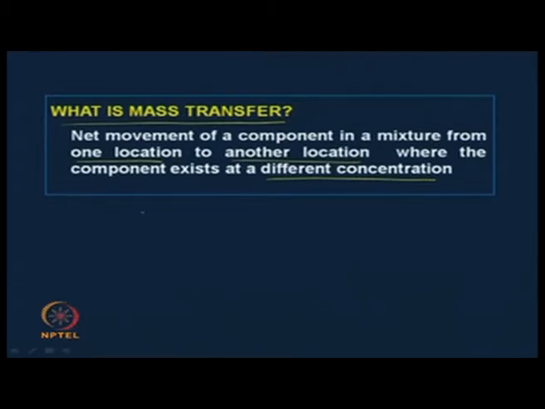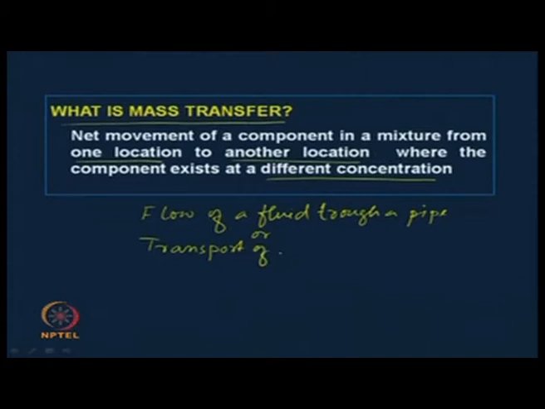If we consider flow of a fluid through a pipe, or transport of solids by a conveyor belt, are these operations mass transfer operations? No, these are not mass transfer operations.